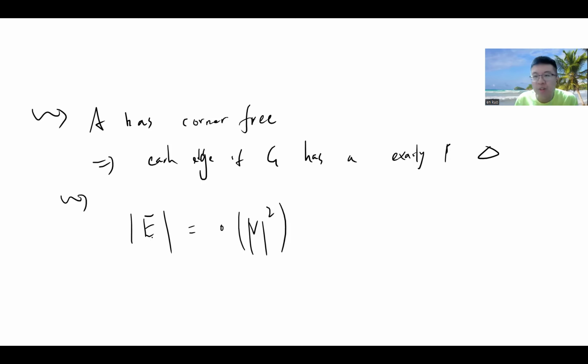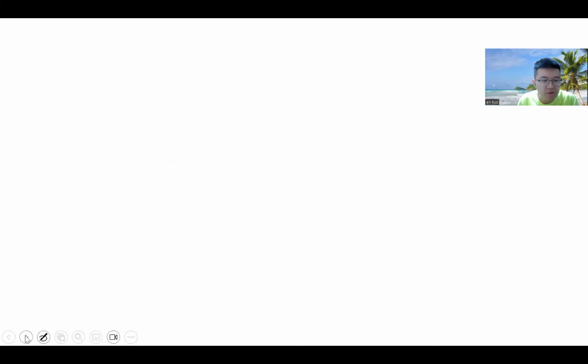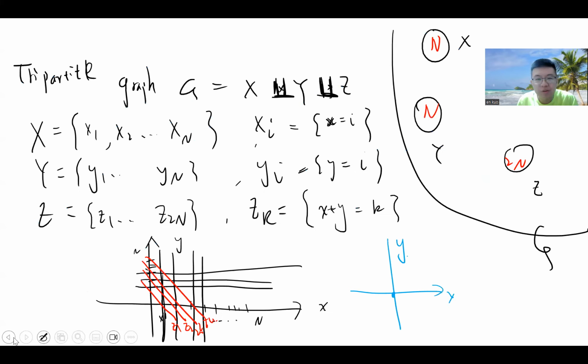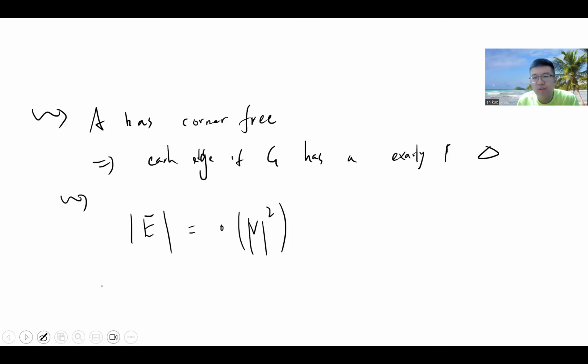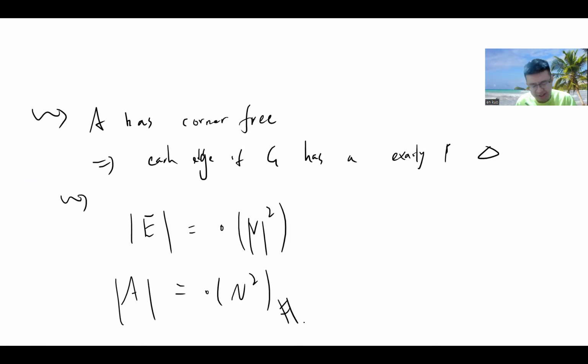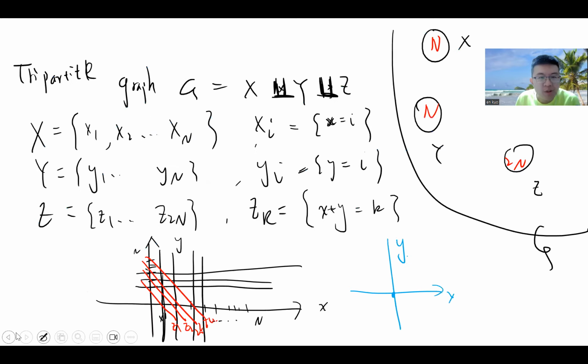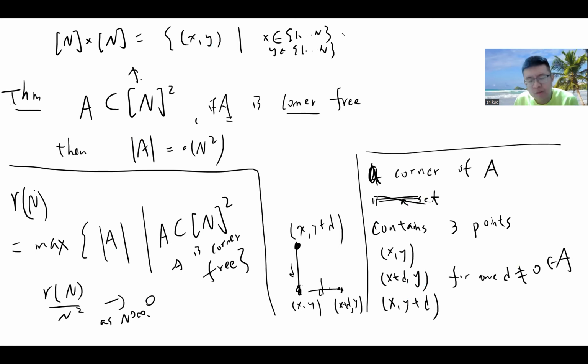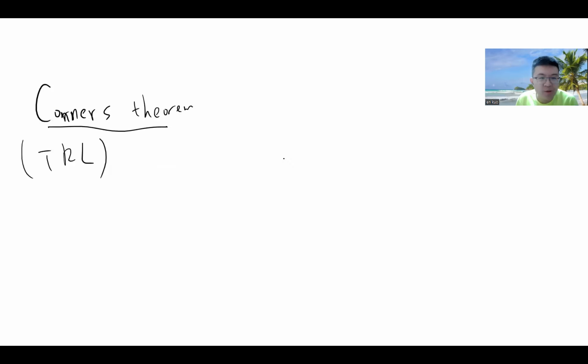Okay, and what's the number of edges? The number of edges is just the size of A. So the size of A must be O(n squared). Okay, so that's it. But the number of vertices V is basically the order of n. So this proves the corner theorem. So this is one weird application of triangle removal. Okay, so see you guys next week.